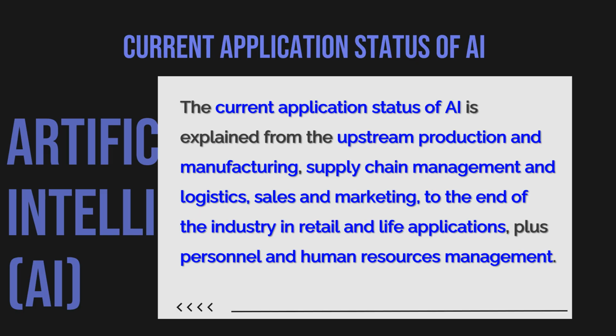Okay, the current application status of AI is explained from the upstream production, okay, and the manufacturing, okay, supply chain management, and logistics, sales and marketing to the end of industrial, retail, and life applications, okay, plus personal and HR management, okay, human resources management.